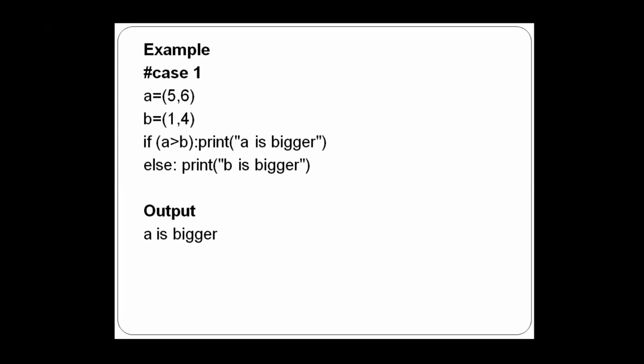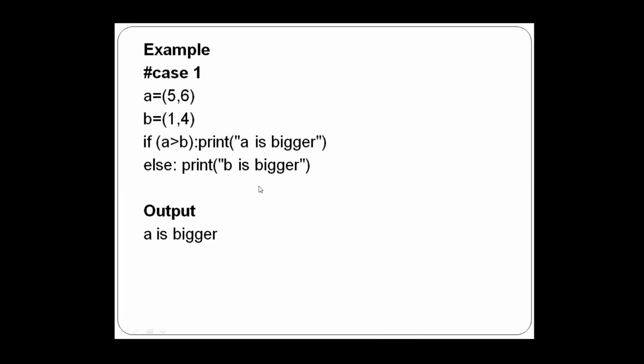Right. So we'll see how you compare two tuples, right? In the first case, we have a is equal to 5,6 and b is equal to 1,4. If a greater than b, how do you check? First check the first element of your tuple A and the first element of your tuple B, and tell me what is the result. So first check the first element of tuple A against the first element of tuple B. So which is bigger now?